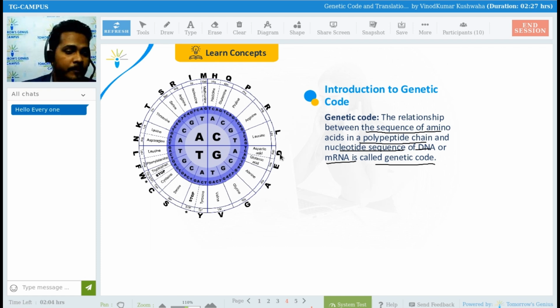Who is going to tell me the 4 nitrogen bases? Okay. Adenine, guanine, thymine and uracil, cytosine. So can we say it's 5?